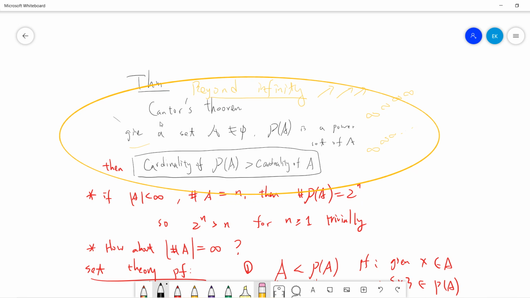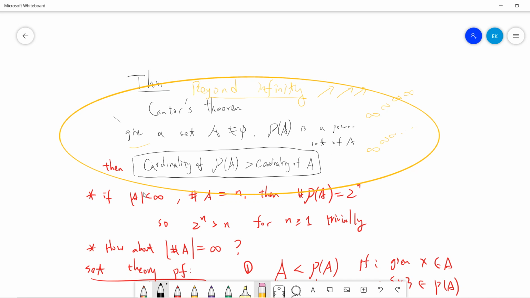So in this video, I want to talk about this famous Cantor theorem. Basically, this is the diagonalization argument, the generalization of the diagonalization argument. So the idea is that given a non-empty set A, and P(A) is the power set of A.